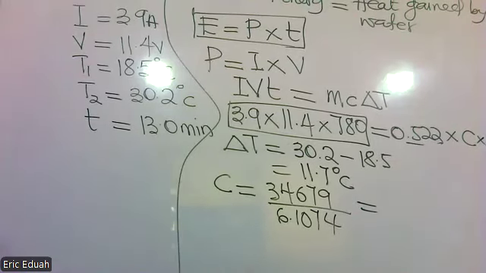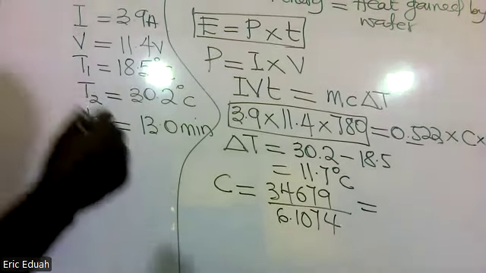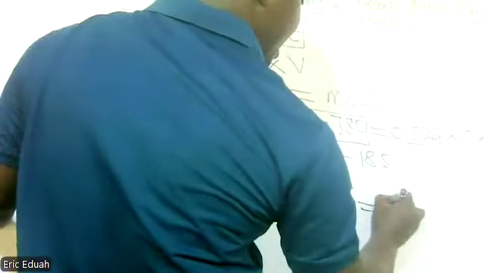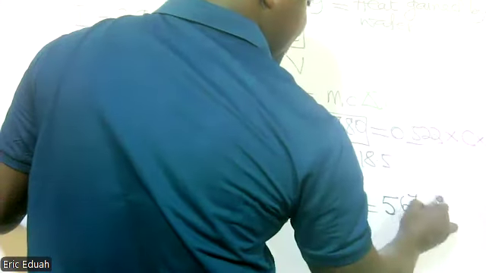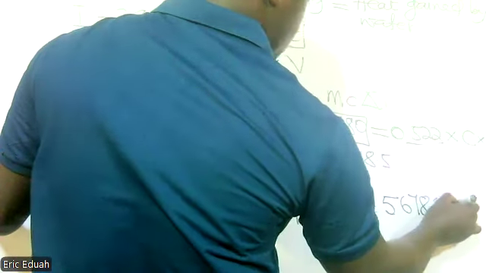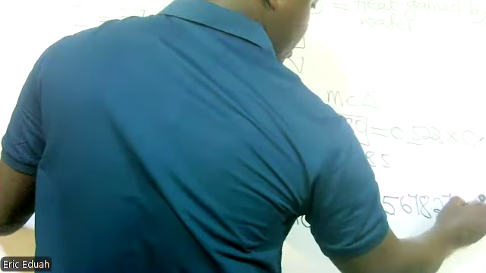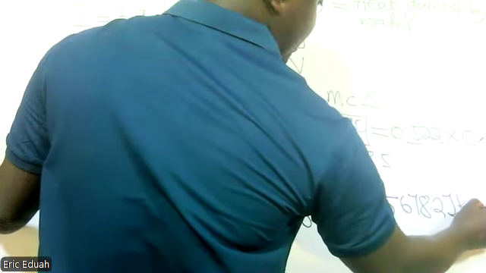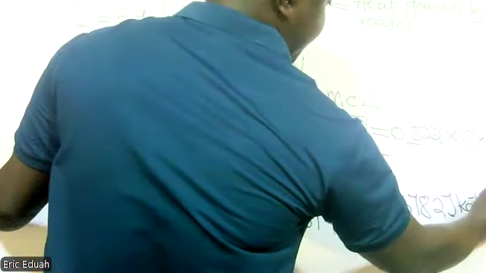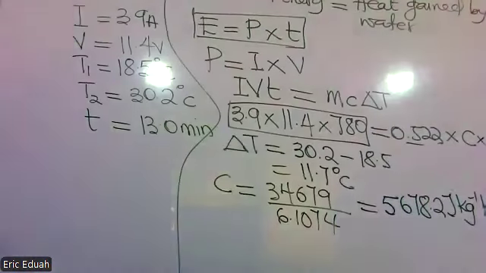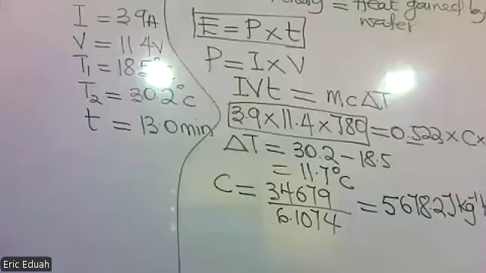Five thousand six hundred and 5,678.2. 5,678.2 joule per kilogram per Kelvin. Okay.